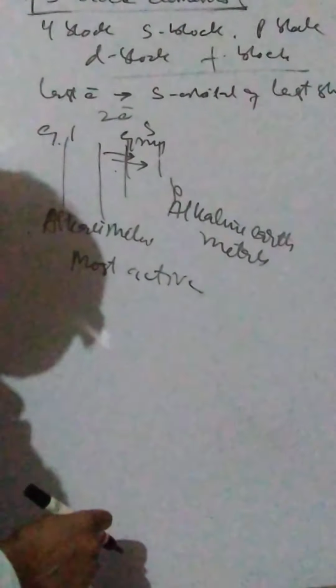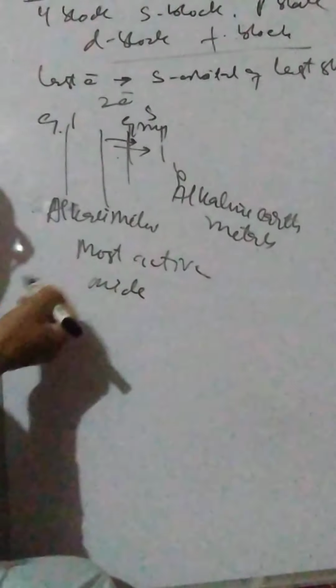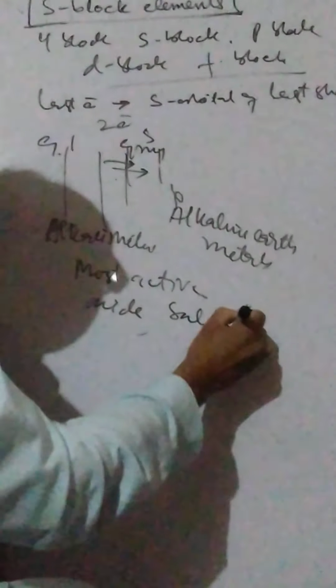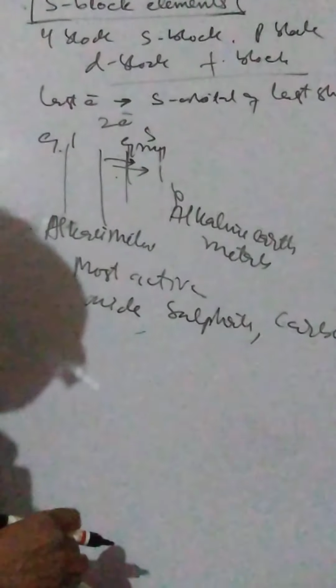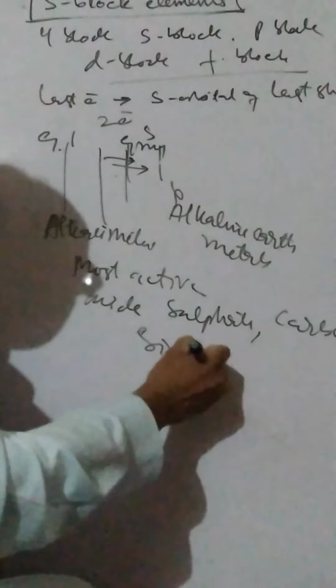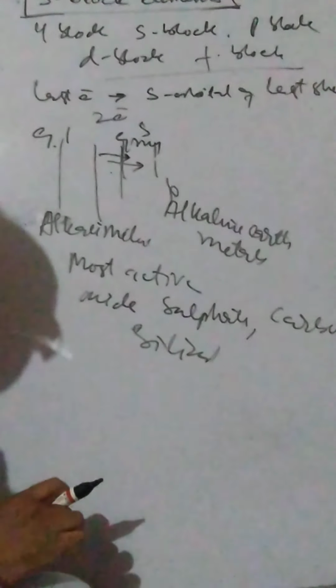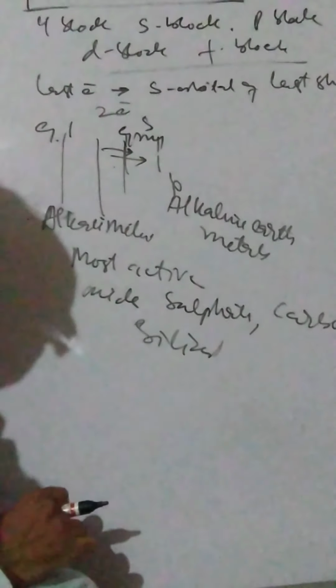So these are naturally found as oxides, such as sodium oxide and potassium oxide, and also as sulfates, carbonates and silicates. So they are always found in the combined state as sulfate, oxide, carbonate, or silicate ions. These are, as I have told, among the most abundant elements of the periodic table.